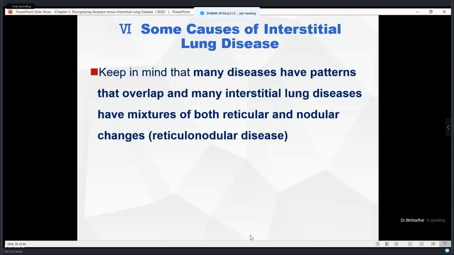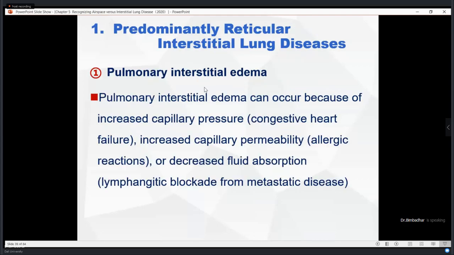Now the first interstitial lung disease we are going to look at is pulmonary interstitial edema. Pulmonary interstitial edema is entirely different from pulmonary alveolar edema. Last time we saw a condition associated with hypertension and congestive heart failure, where it showed a bat wings appearance, if you can remember. That one is a pulmonary alveolar edema.